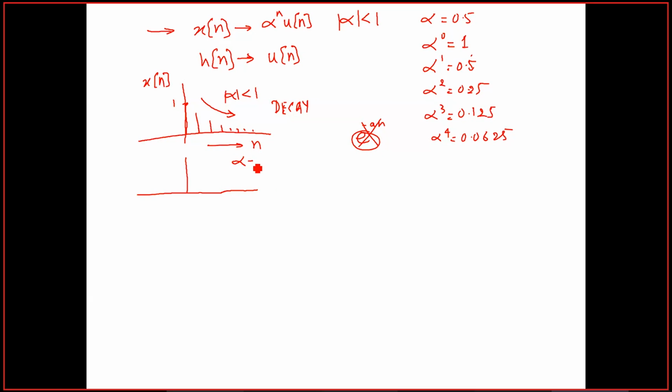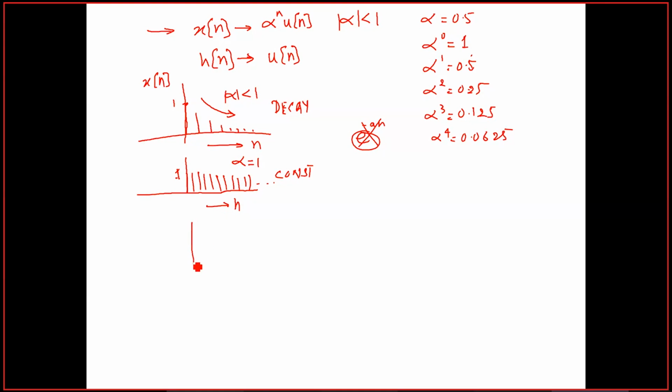So if alpha is equal to 1, it will end up becoming u of n, so constant throughout. 1, 1, 1, 1, 1, 1, 1, 1. It just remains 1. So this is for alpha equal to 1. It is basically a constant value throughout, going all the way to infinity.